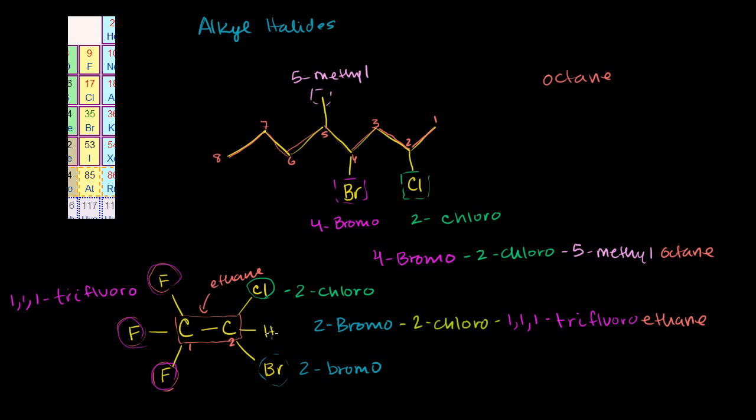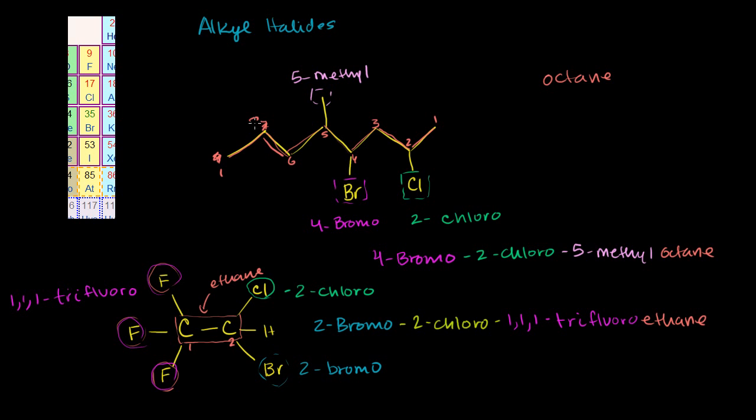Double bonds, we saw in the last video, we learned a little bit about alkenes, still take precedence over everything. So if we go to this original compound, this original molecule up here, if I were to throw a double bond here, then all of a sudden that'll change the naming mechanism. First of all, we're not dealing with an octane anymore. We're dealing with an octene.